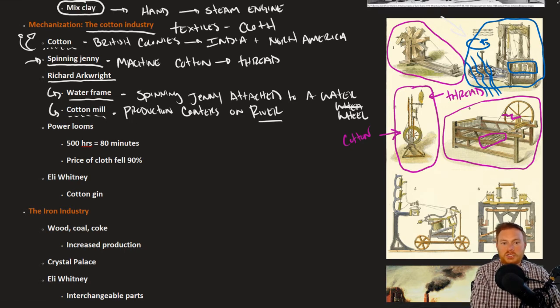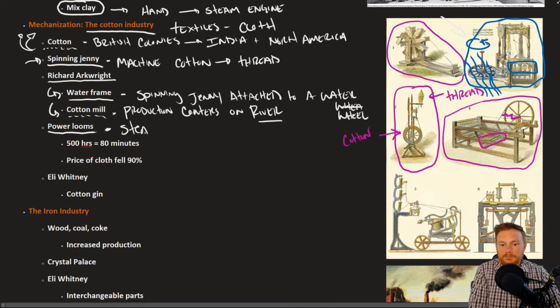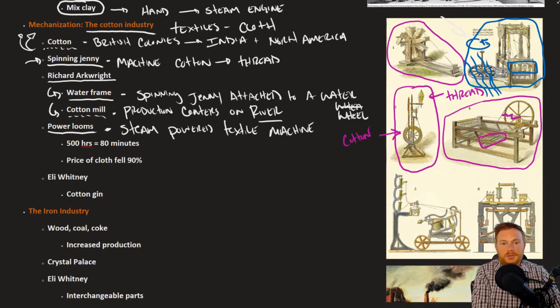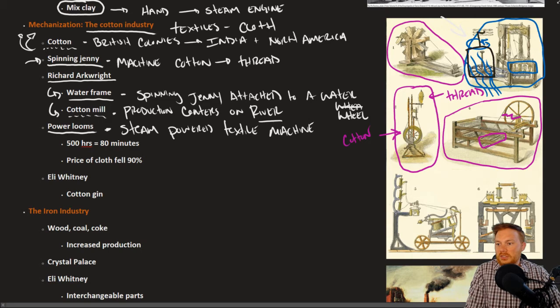Power looms essentially were these spinning jennies, or water frames, but with a steam engine, right? So we might call a power loom a steam-powered textile machine. So if we go back here to our drawing, we can see this area where the water goes through. We'll instead just attach a steam engine, in which, if you just feed the furnace enough coal, it's going to power this to make whatever textile it is that you need.